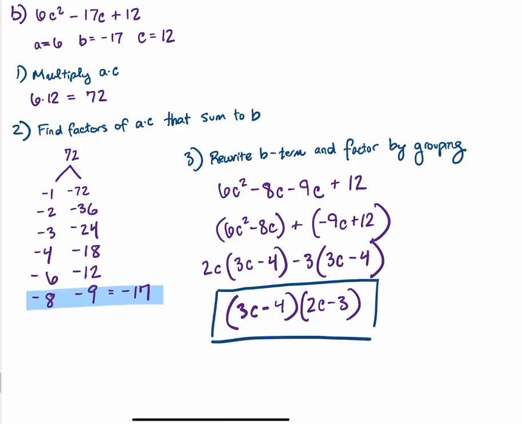So again, start by multiplying a times c, then find two factors of that number you just found that add up to the middle term b, then rewrite the middle term and factor by grouping.